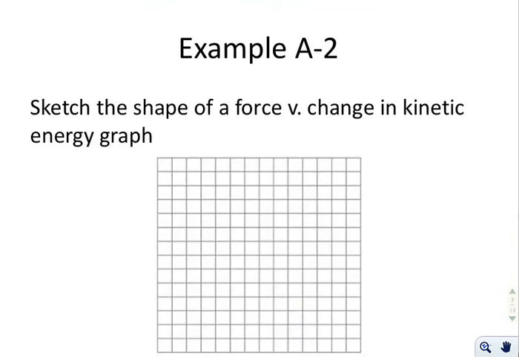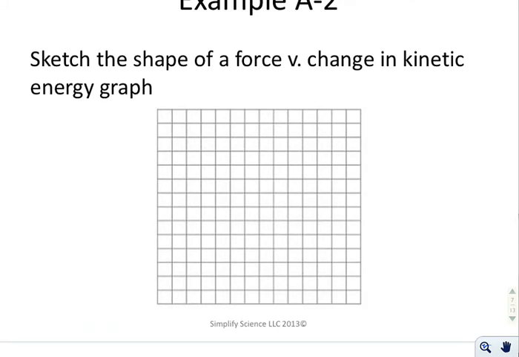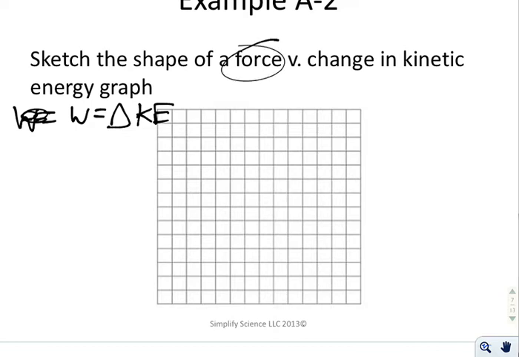The next example says sketch the shape of a force versus change in kinetic energy graph. Whenever you're sketching the shape of a graph, you always want to start out with the equation. So the equation that we have here is W equals delta KE. My equation doesn't actually have anything to do with force, so we will expand it out to force times displacement equals change in kinetic energy.